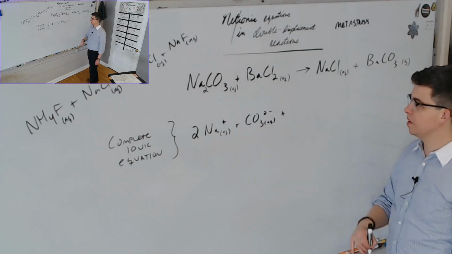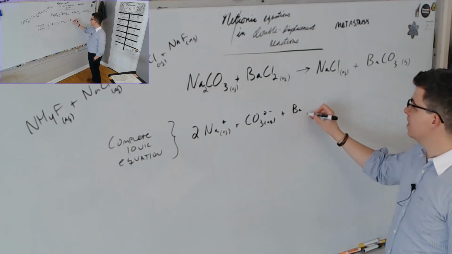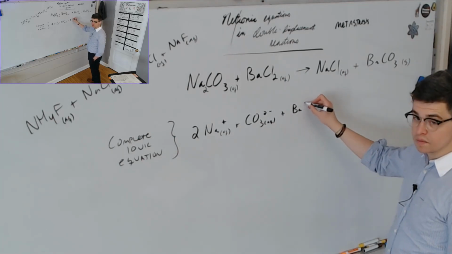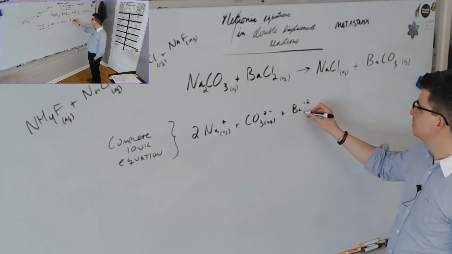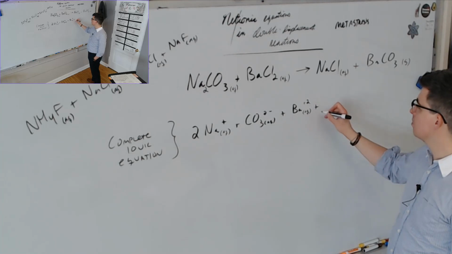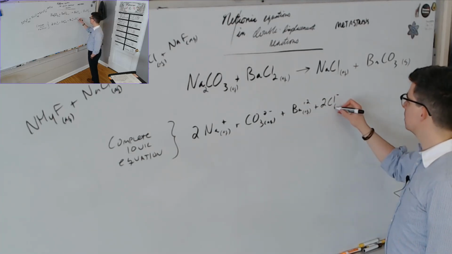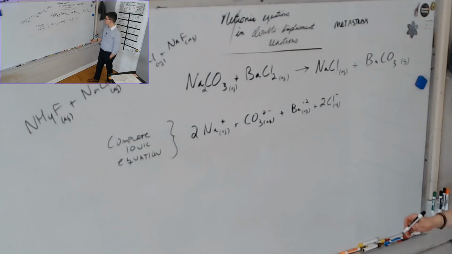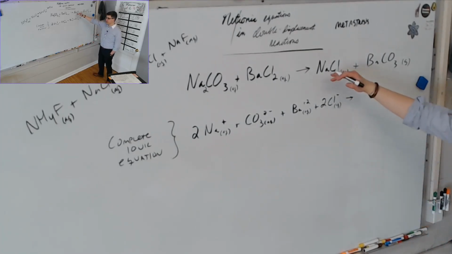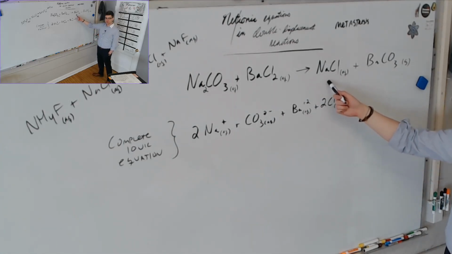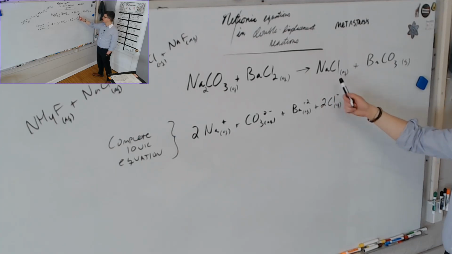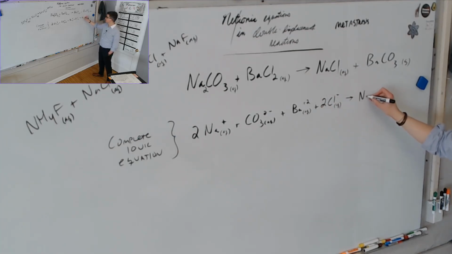Plus, split this one up? Yep. Ba, charge plus, try again, 2, aqueous, plus 2 Cl- in aqueous solution. Yields, we're just bringing everything down and breaking it up. Break this one up? Yes or no? Yeah, we do break it up because it's an aqueous solution. So Na+ in aqueous solution plus Cl- in aqueous solution.